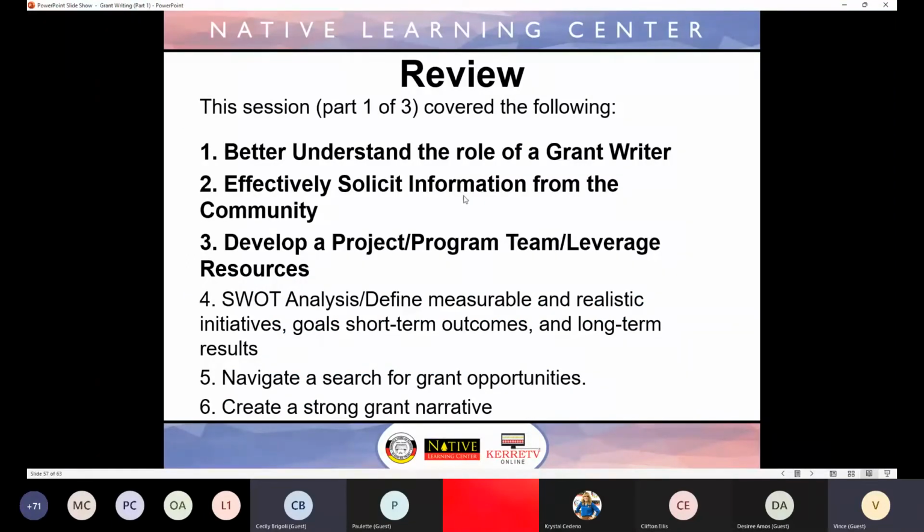So to finish up, this is what we did in the first part here. We talked about the role of the grant writer. We talked about effective solicitation, how to solicit the community, and we also talked about putting together the project team. Next, after lunch, we're going to get into more detail on the SWOT analysis, short-term and long-term goals, SMART goals. And we're also going to talk about navigating through grant opportunities.